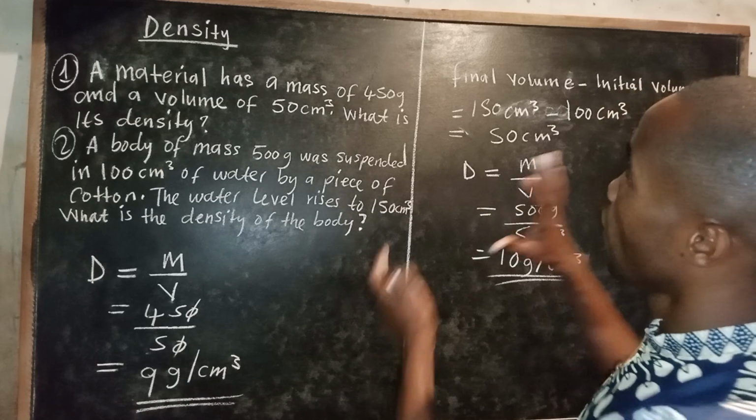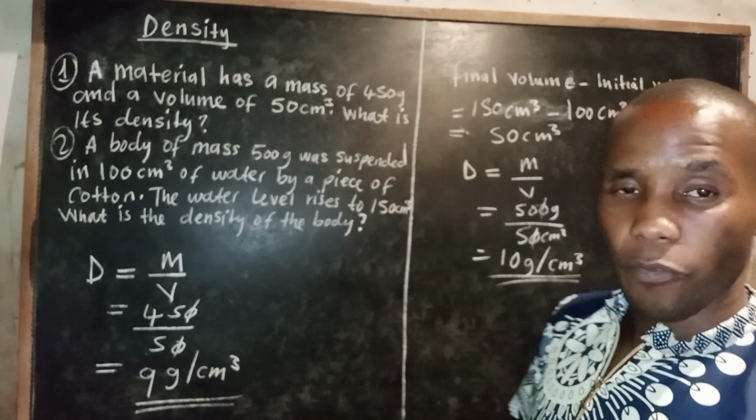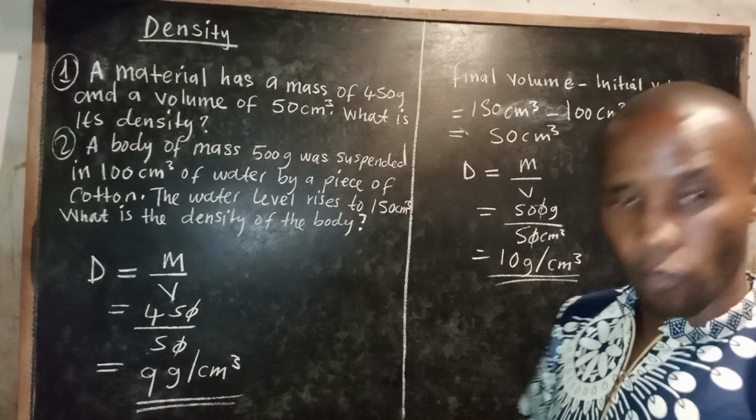Okay, so this is how we solve questions in physics under density. Volume is very important when you are finding the density. You should have mass and volume.